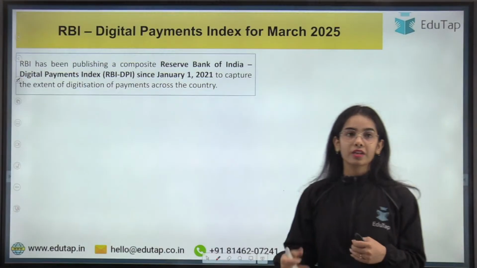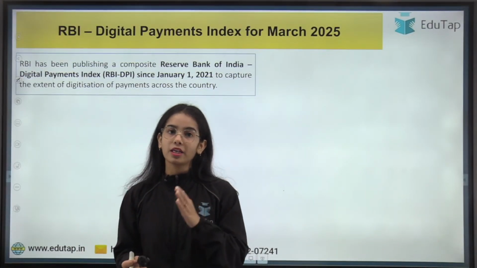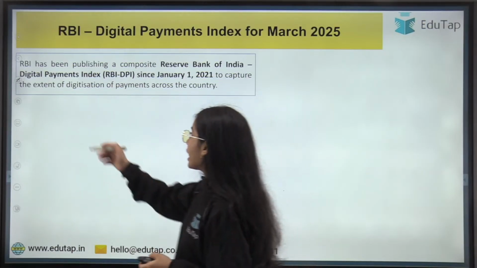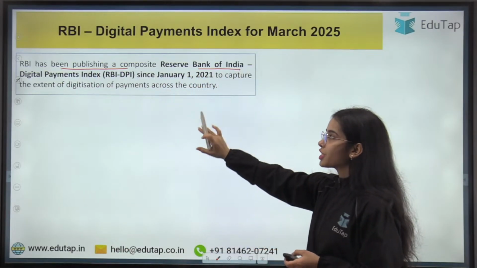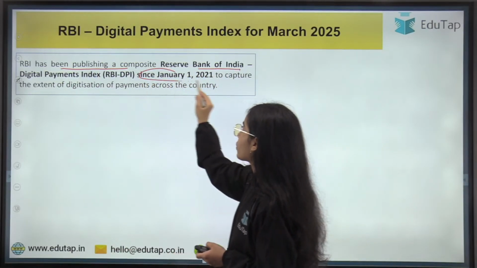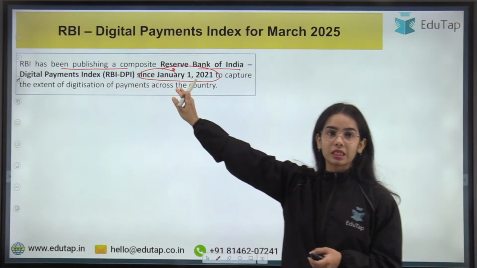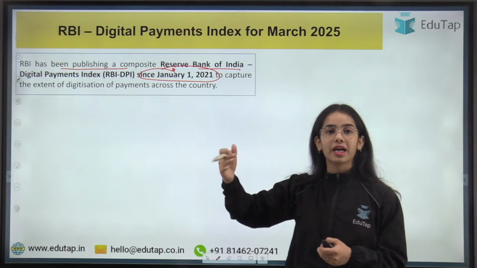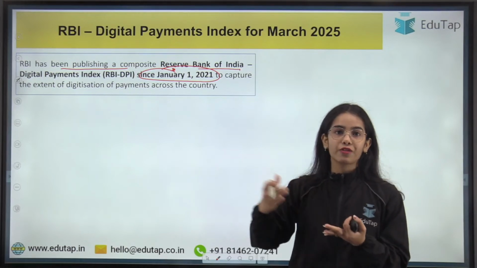Starting with the Digital Payment Index for March 2025, which has been released in July 2025. The RBI has been publishing the composite Reserve Bank of India Digital Payment Index since January 1, 2021. For the first time the Digital Payment Index was released in January 2021, and since then the RBI has been publishing it on a half-yearly basis.